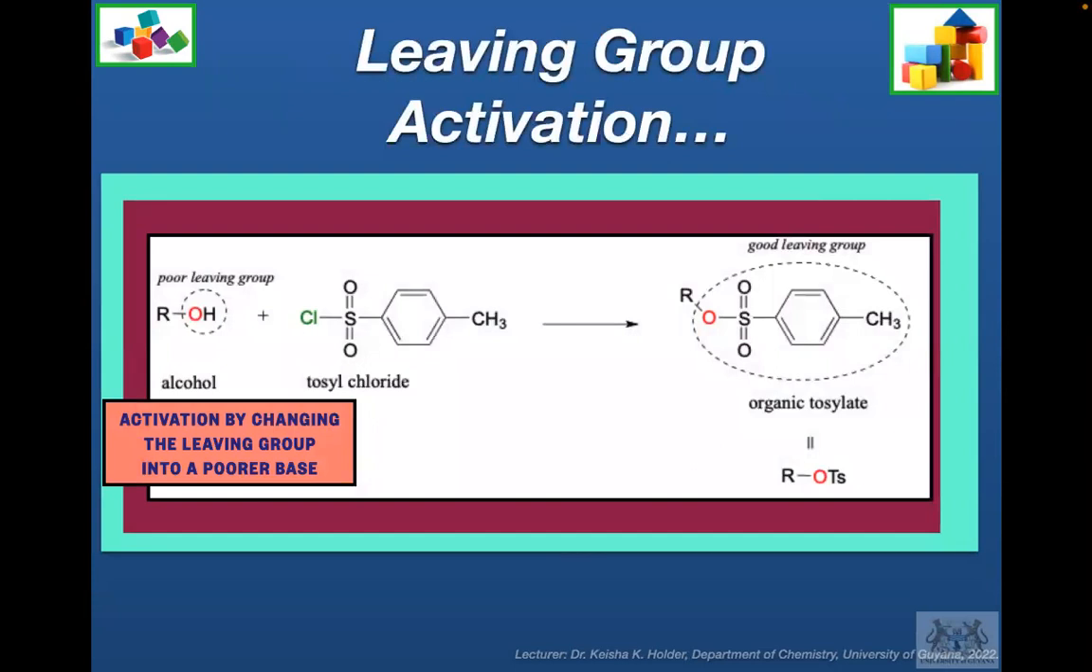So leaving group activation is something you have just observed. And in this case, the general idea is when you have a poor leaving group such as OH or hydroxide, it is important to note that those poor leaving groups have to be converted into a better leaving group, and they usually are done so by actually reacting them with something that would turn them into that type of species. This is an example here.